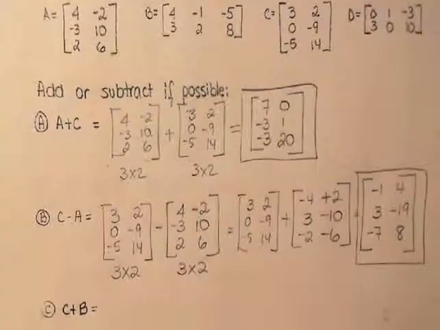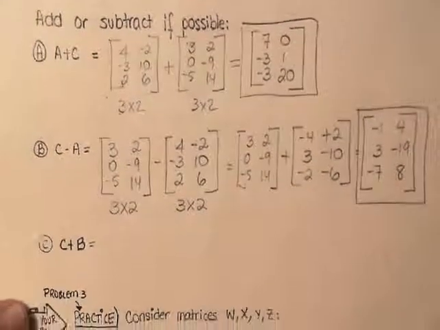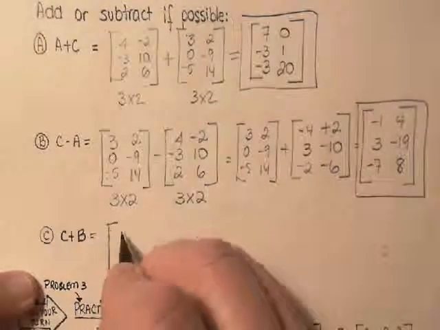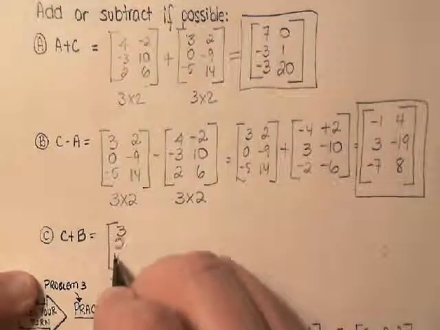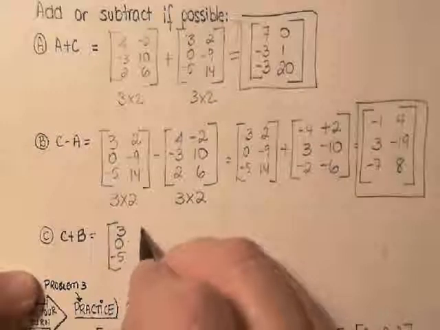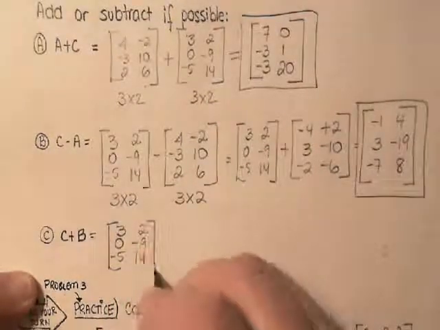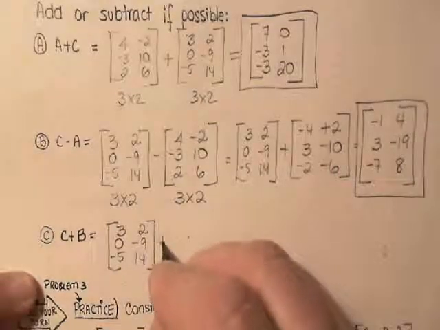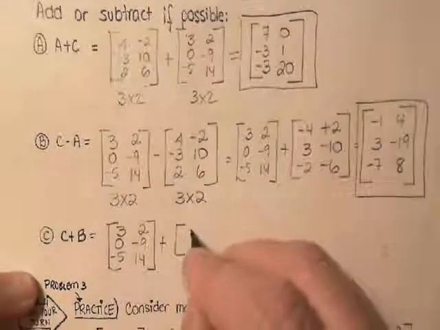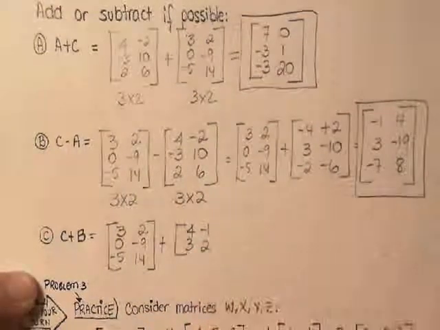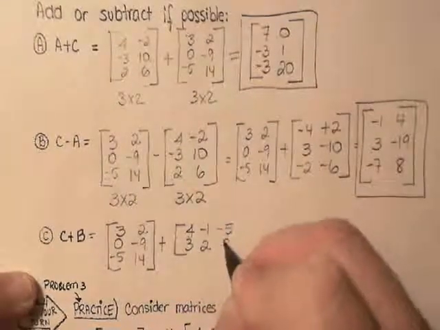Now, let's try the next problem. Next problem has C and B, so let's write down the matrix first. 0, negative 5, 2, negative 9, 14, and we're going to add matrix B, which is 4, 3, negative 1, 2, negative 5, 8.